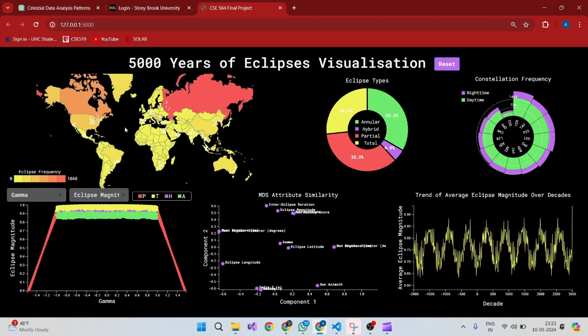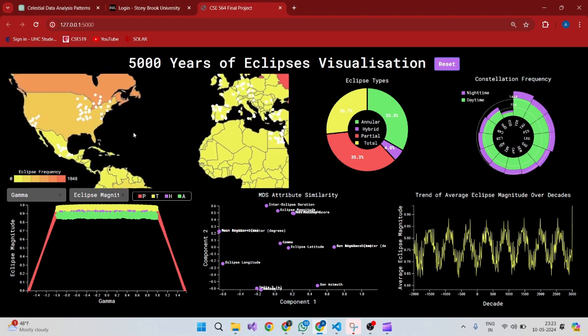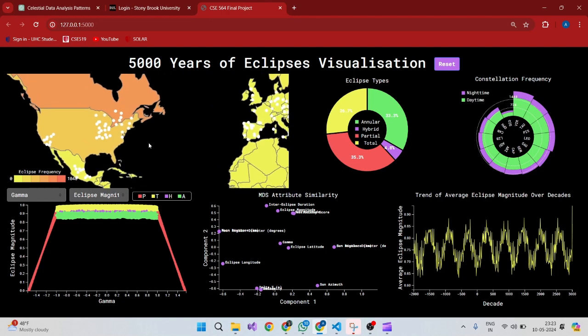Another salient feature that we have included is in the choropleth map. If we zoom in, we can see these white dots, which are eclipses that are witnessed from major cities. For example, here I can see an eclipse in New York that happened in 1984, and it was a daytime eclipse, and it was witnessed for 11 seconds.